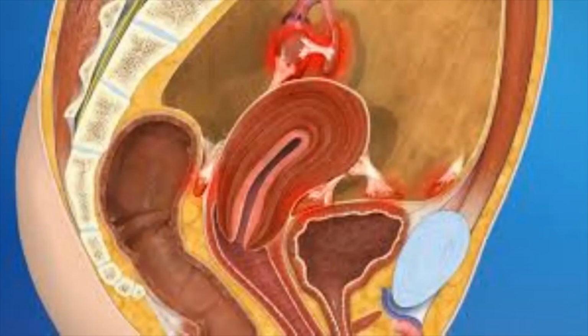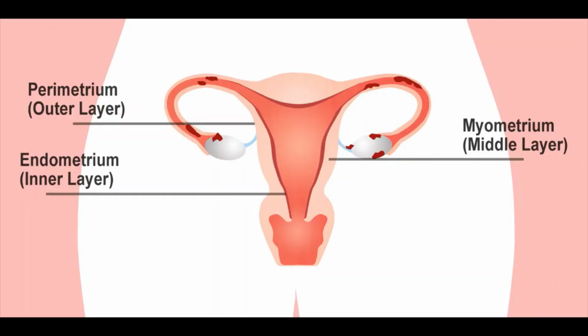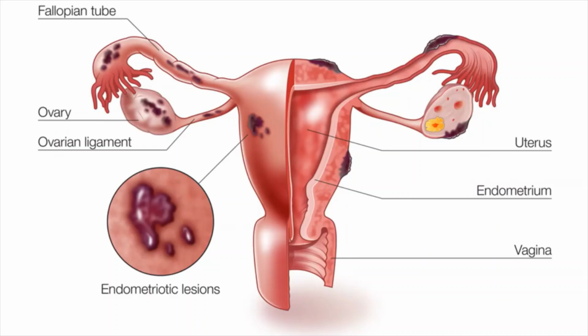This is an often painful disorder in which tissue similar to the tissue that normally lines the inside of your uterus, which is known as endometrium, grows outside your uterus. Endometriosis most commonly involves your ovaries, fallopian tubes, and the tissues lining your pelvis. Rarely, endometrial tissue may spread beyond pelvic organs.